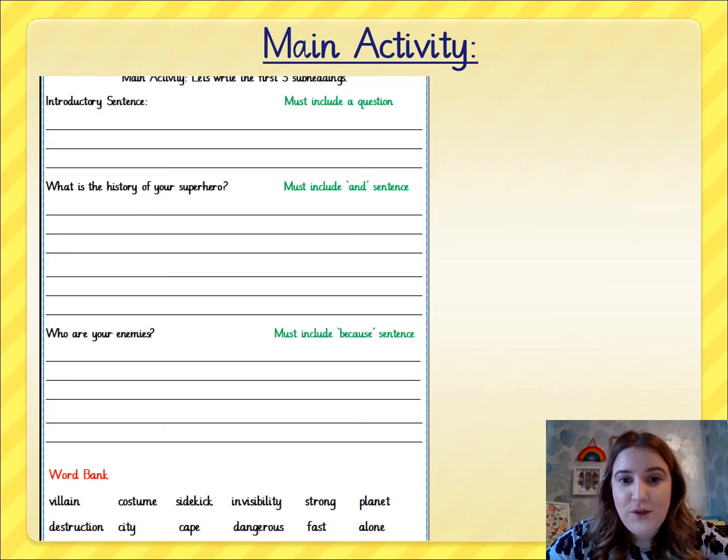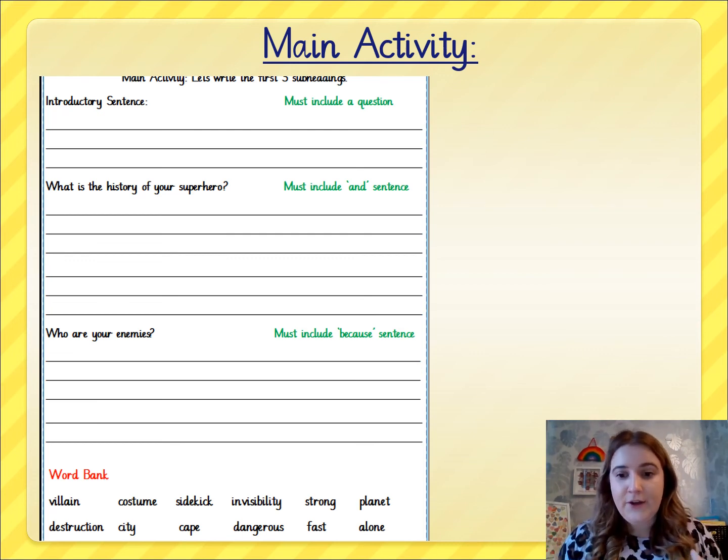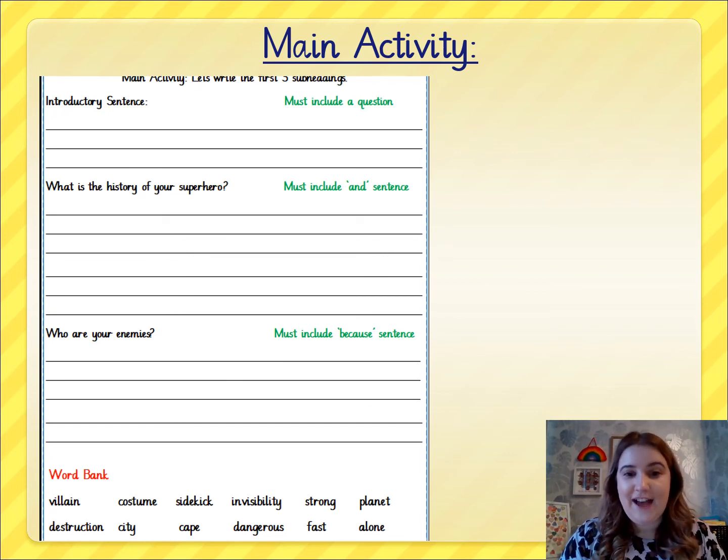I just wanted to show you the worksheet, and hopefully by now, if you've been doing it at the same time as me, then you will have filled in the 3 parts of your fact file, the start of your fact file anyway. And then I've included some words at the bottom as a bit of a word bank for you, should you want to include them. But remember, this is just a plan. Okay, this is our planning. This isn't the fact file. This is just for us to get our ideas down. And then tomorrow we're going to write the next 3 subheadings all about our superhero.